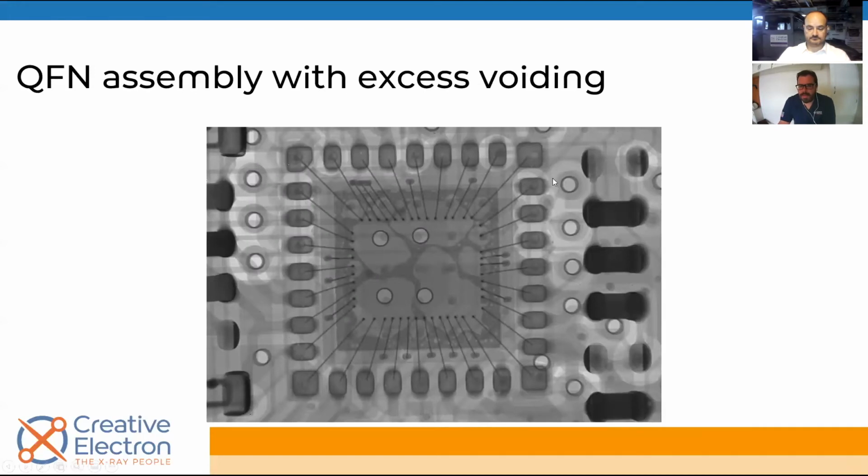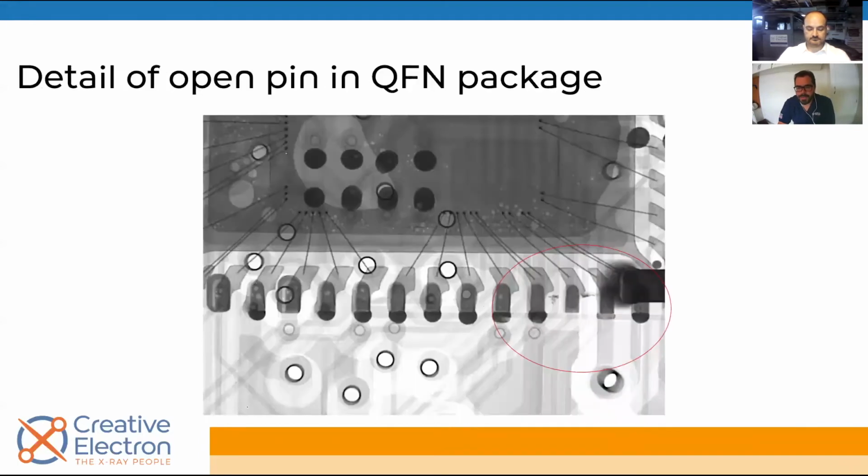Here we have a QFN, and right in the middle, we can see a lot of bond wires, which is good. But right in the middle, we can see a lot of voiding. So that's important because that's where a lot of the heat dissipation is happening. So if there's not enough solder, the QFN could actually run a little hotter or not be able to supply enough current that it's supposed to. And that leads to failed product.